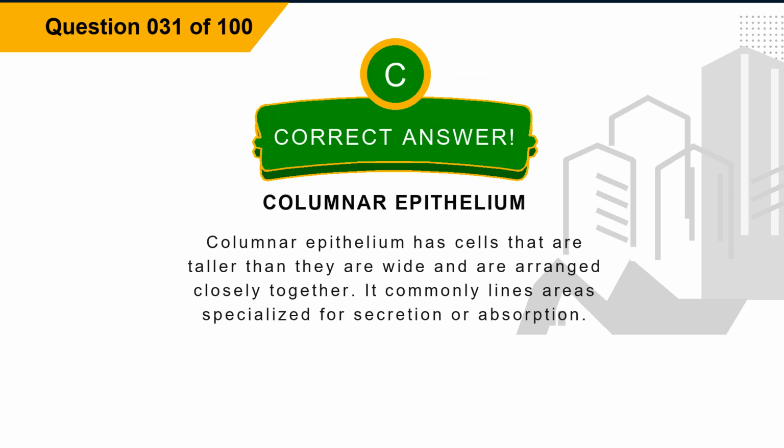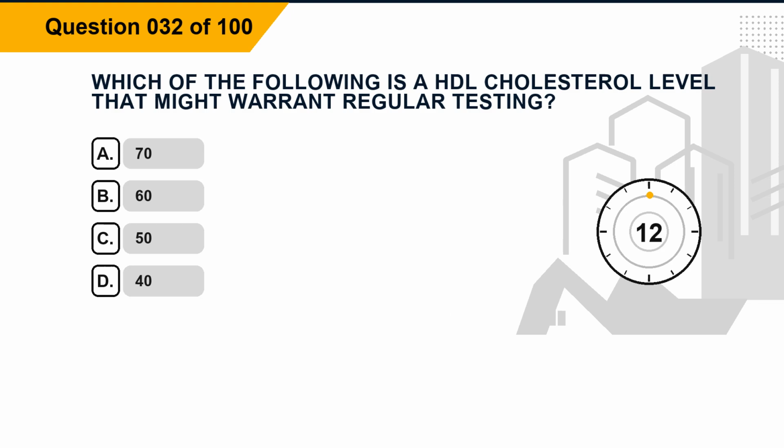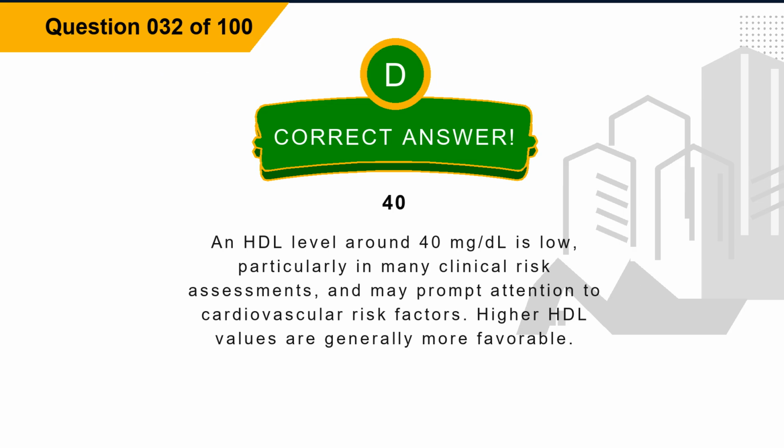The correct answer is option C, columnar epithelium. Explanation: columnar epithelium has cells that are taller than they are wide and are arranged closely together. It commonly lines areas specialized for secretion or absorption. Question 32. Which of the following is a HDL cholesterol level that might warrant regular testing? Option A, 70. Option B, 60. Option C, 50. Option D, 40. The correct answer is option D, 40.